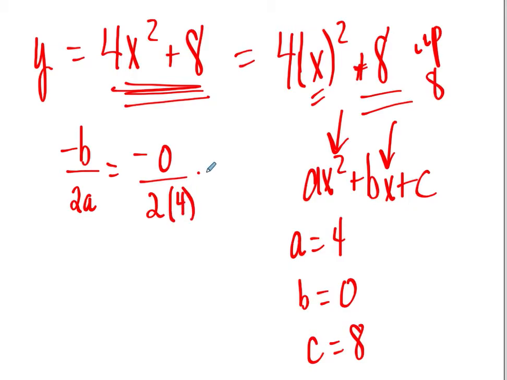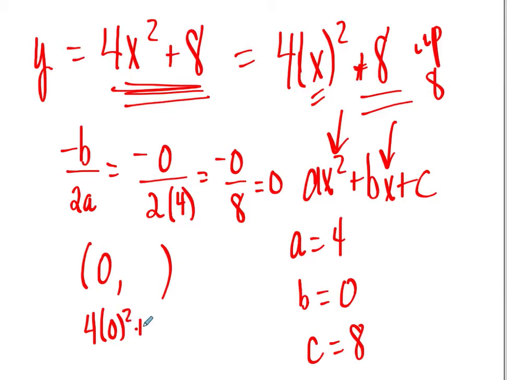What's 0? Negative 0 over 8 is what? 0. So that's the x coordinate of the vertex. How do I find the y coordinate of the vertex? Don't you gotta plug it in? Yep, plug 0 right there. What's 0 squared? 0. 0 times 4 is 0, plus 8. So (0, 8) is your vertex.